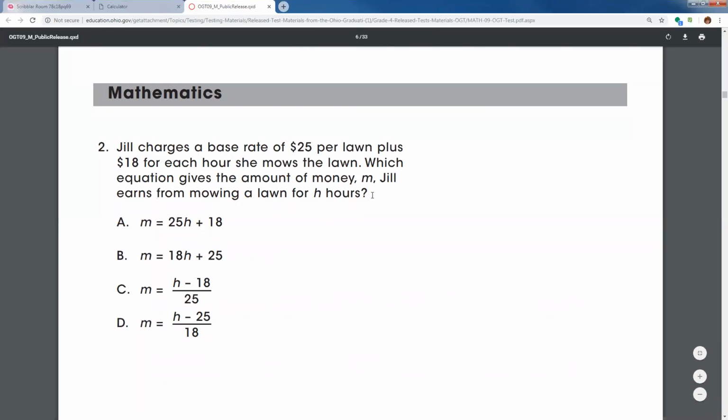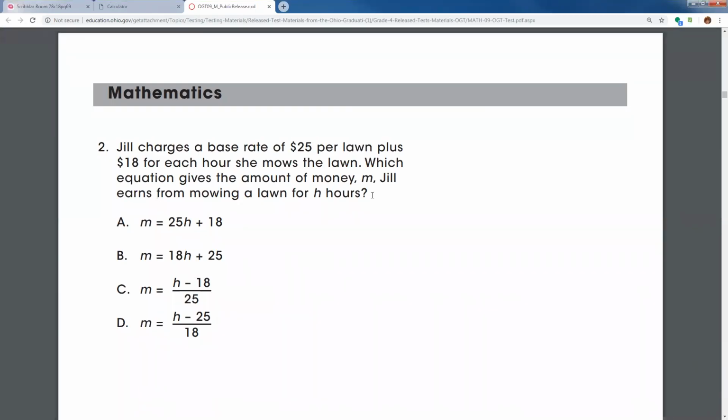Jill charges a base rate of $25 per lawn plus $18 for each hour she mows the lawn. Which equation gives the amount of money M Jill earns from mowing a lawn for H hours? And it gives us 4 equations to choose from.